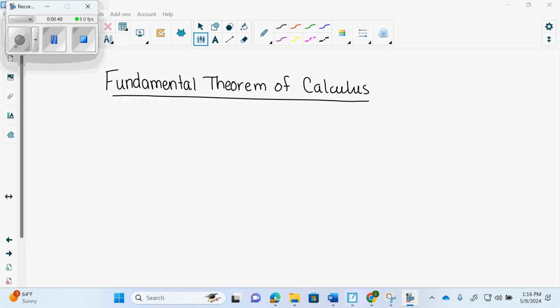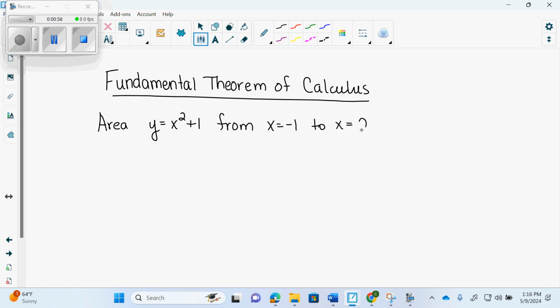If I wanted the area, so let's look at the one we just did. I asked you to find the area of y equals x squared plus 1 from x equals -1 to x equals 2. All right? The area from y equals x squared plus 1 from x equals -1 to x equals 2.